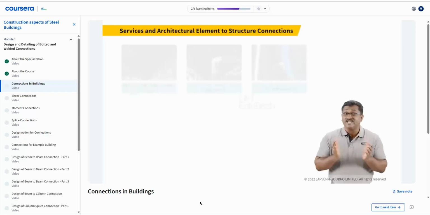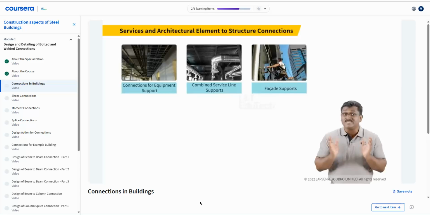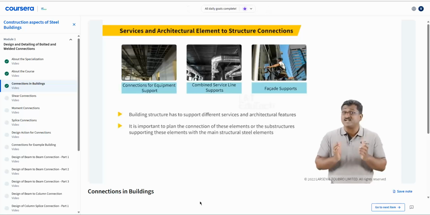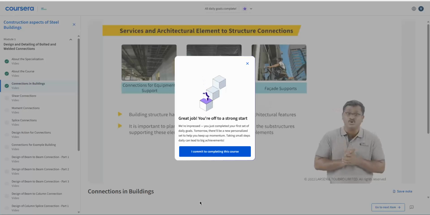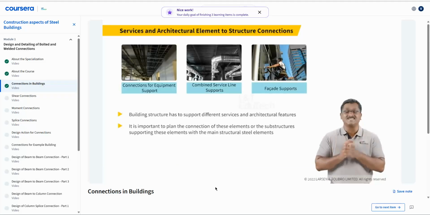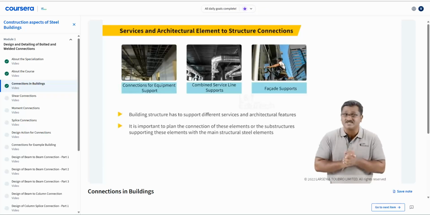As we have already seen in the topic service integration in buildings, the building structure has to support different services and architectural features. It is important to plan the connection of these elements or the substructures supporting these elements with the main structural steel elements. Connections for equipment support, combined service line supports, facade supports, etc. are some examples of such connections.